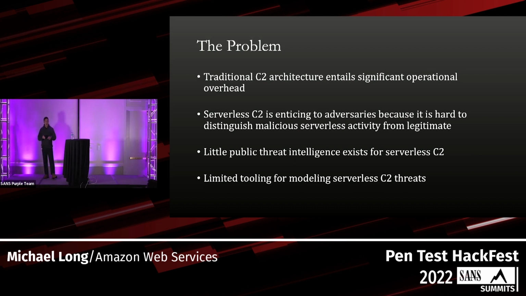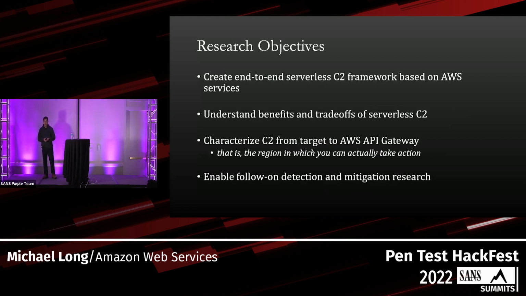Additional problems include limited public threat intelligence for serverless C2 threats, and also limited tooling for modeling serverless C2 threats. And a lot of these problems are related. I think when we have more tooling, we're going to have more threat intelligence because we're going to start building the detection engineering that can allow us to identify this in the wild. So in light of all these problems, I set out on my own independent research objectives to better understand this problem and come up with some ways of modeling serverless C2 activity.